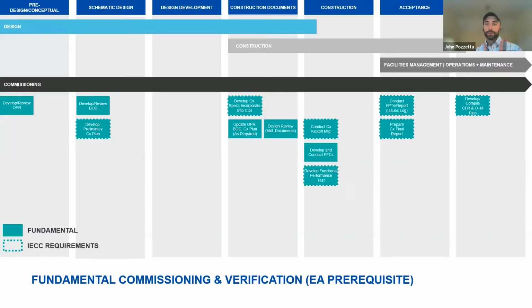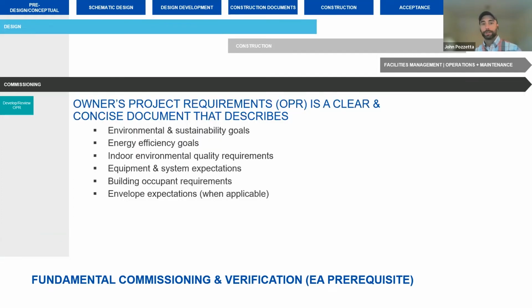Here's another great one that we like to use a lot to explain our process. Here are the requirements related specifically to fundamental commissioning for the LEED energy and atmosphere prerequisite. You'll also see there's some overlap with your traditional code required commissioning from IECC. But in addition to those code requirements, LEED is also going to require a few other things.